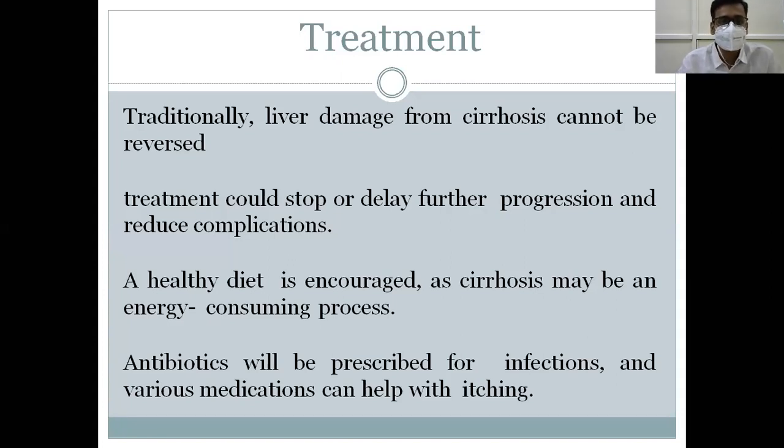What are the complications of cirrhosis? Either it can be ascites, or portal hypertension causing esophageal varices, secondary bacterial peritonitis, or a hepatorenal syndrome or hepatopulmonary syndrome. These are a few complications of cirrhosis. You can only treat the complications, but not the disease per se.